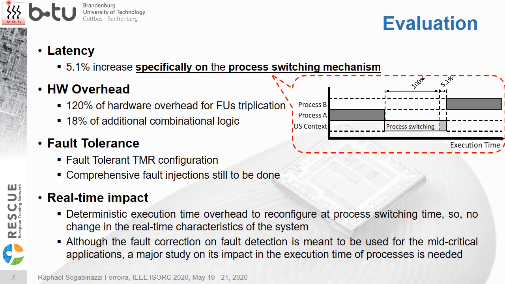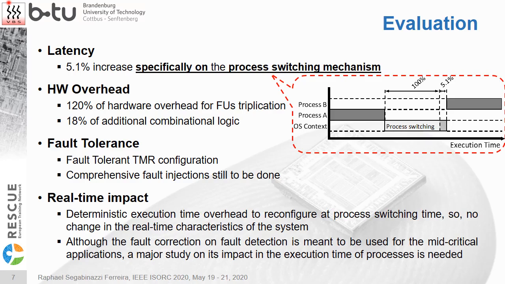To evaluate our prototype, we first measured the latency incurred by the process switching mechanism, which gave us an increase of 5.1% in its execution time. Concerning hardware overhead, the original processor design has 60% of its area covered by the functional units, so an overhead of 120% is incurred to triplicate it. Also, an additional 18% of area is incurred for the combinational logic to control the reconfiguration itself. For fault tolerance, there is a TMR configuration. However, comprehensive fault injection campaigns are still to be done.